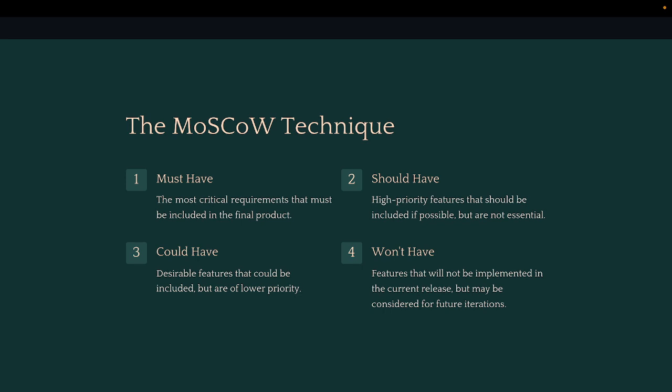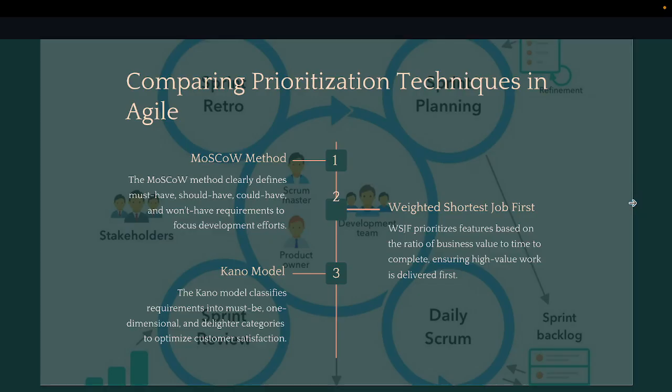Should have. These are important requirements that are not as critical as must-have items but are still highly desirable. Could have. These are desirable requirements or features that are considered less critical than should-have items. Won't have. These are requirements or features that stakeholders have agreed will not be implemented in the current iteration of the project. So the next one is comparing prioritization.